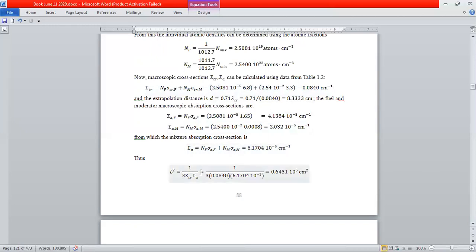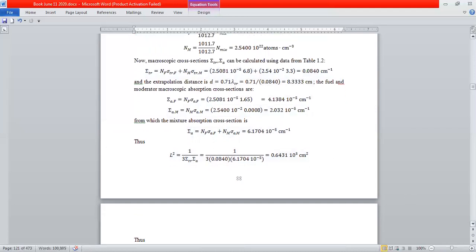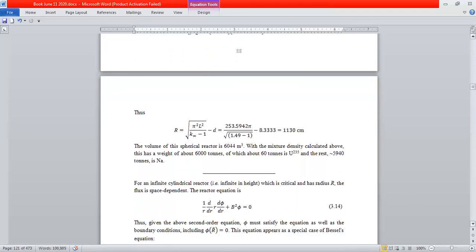So let me just calculate the diffusion length. I did that. And here it is. I tell you that this reactor is 11.3 meters in diameter. Is that huge? It is huge. So the volume of this spherical reactor, 11 meters is the diameter.